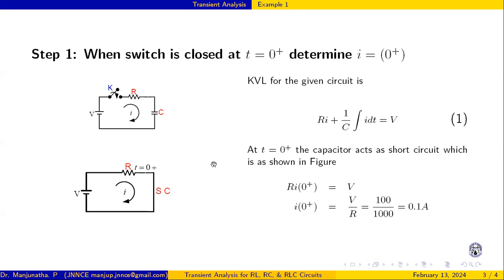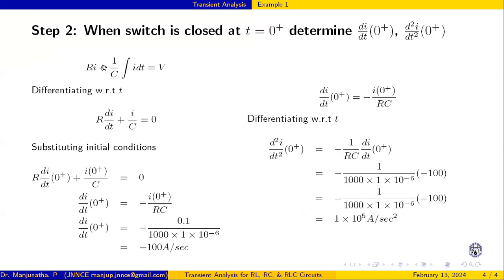Now we have to determine the first derivative and second derivative. This is the KVL; differentiate with respect to t, that is R di by dt. The integral, when we differentiate with respect to t, is simply i by C. V is a constant, so it is 0. Now we substitute the initial condition: R di by dt at 0 plus plus i of 0 plus by C equals 0. We only have to determine di by dt, so the remaining term I will take to the right side: minus i of 0 plus by C.